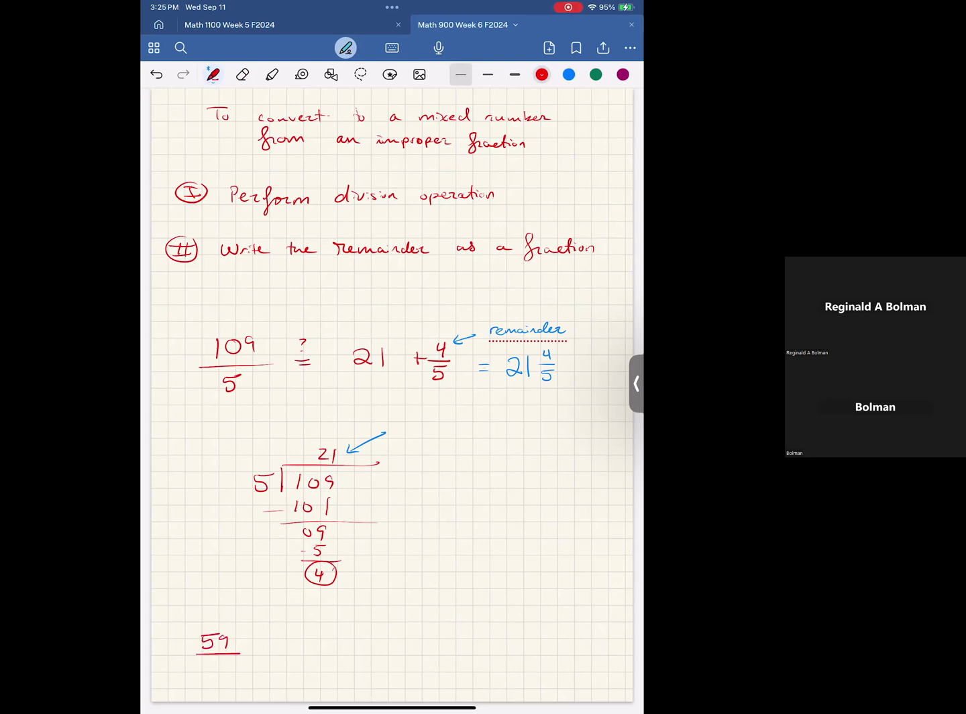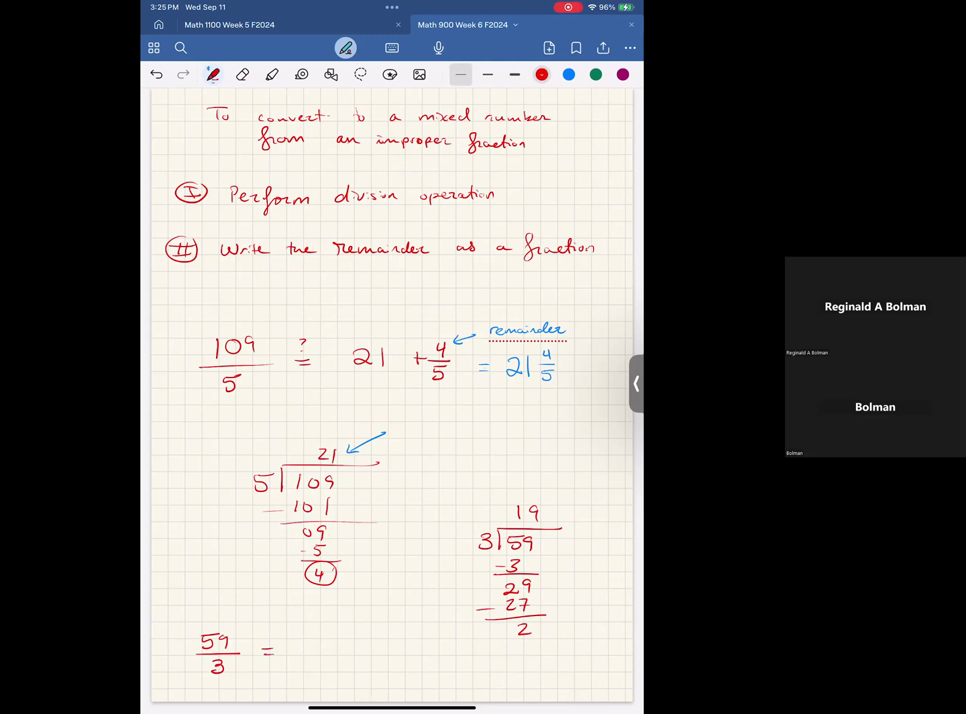Suppose you had 59/3. Okay. Just like before, you're going to go to the side of your page. You're going to take 3 and divide it into 59. 3 into 5 goes 1 time. 1 times 3 is 3. Subtract, you get 2. Drop your 9 down. 3 into 29 goes 9 times. 9 times 3 is 27. Subtract, you get 2.